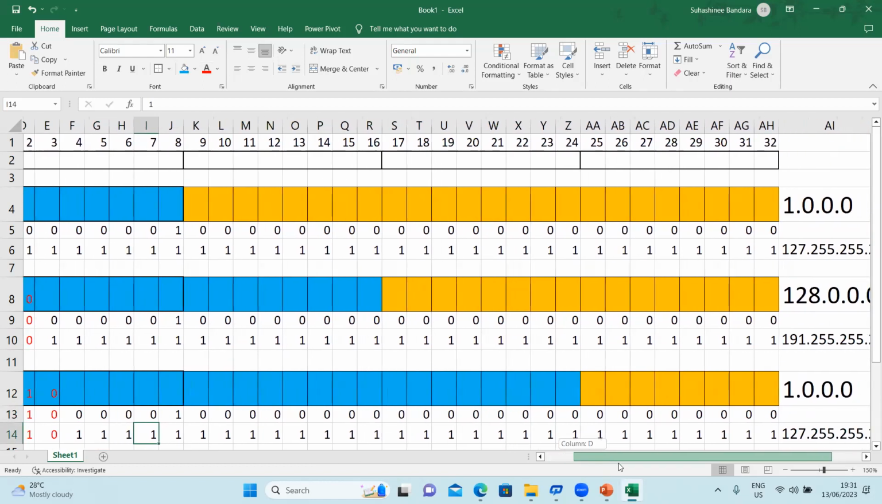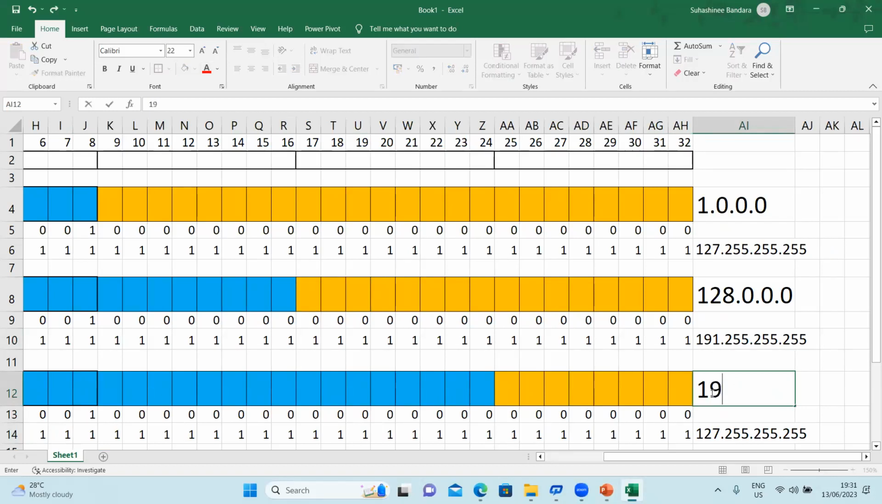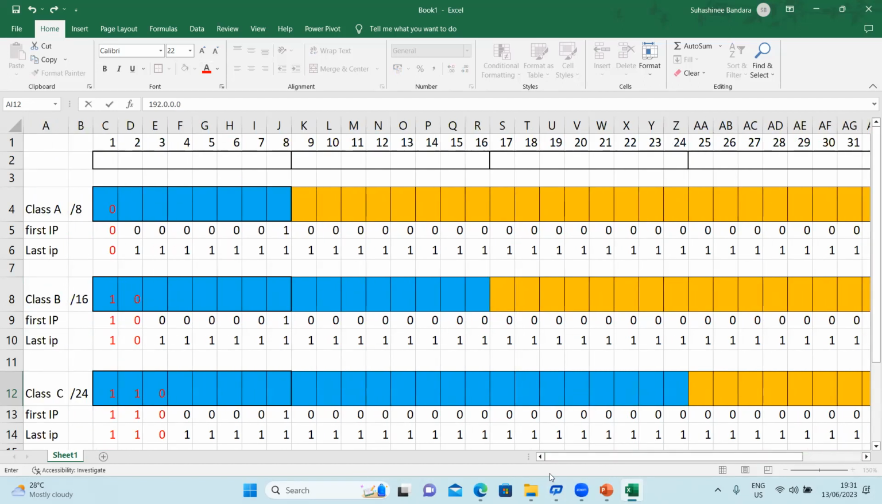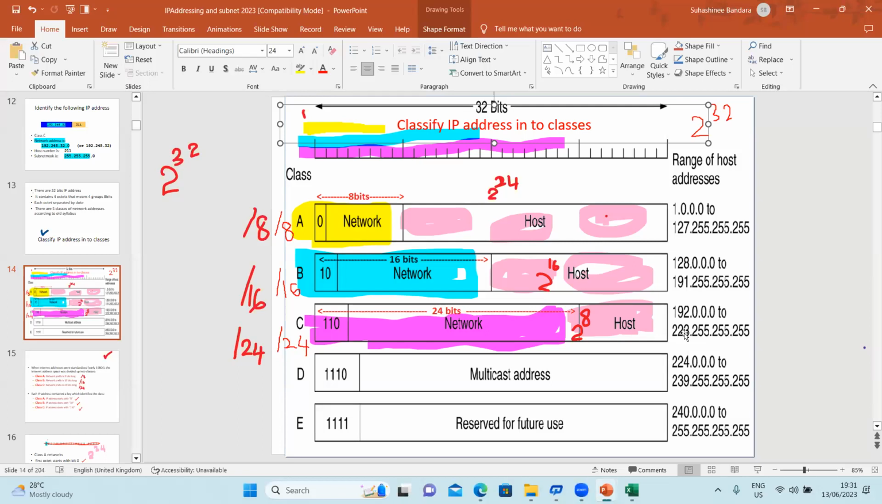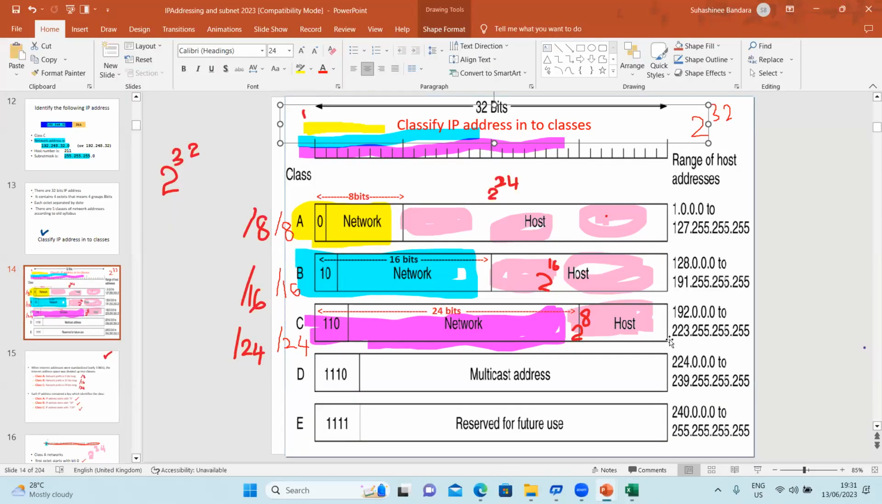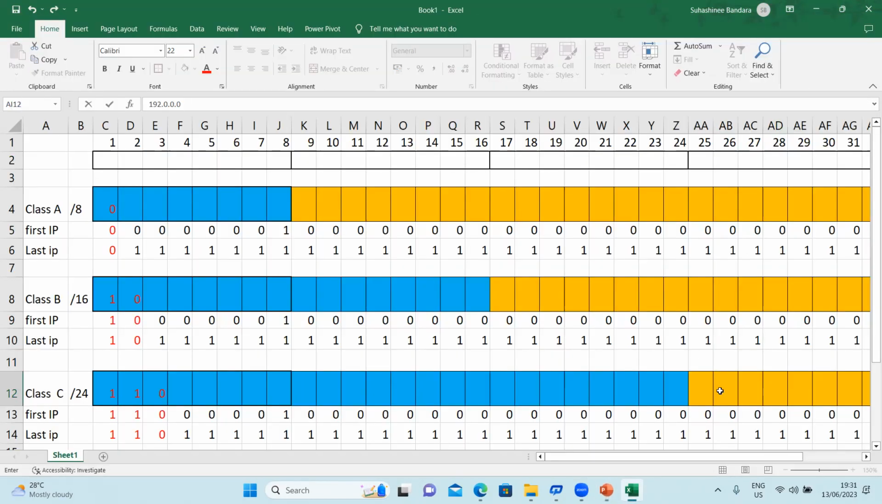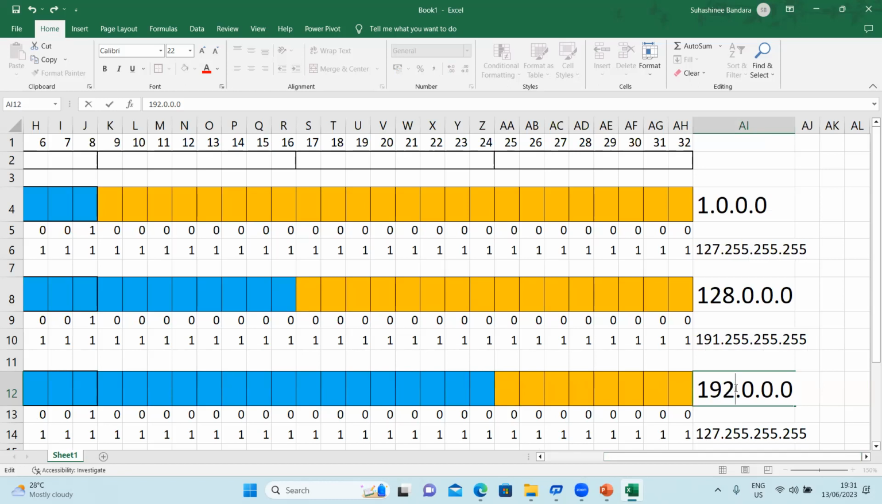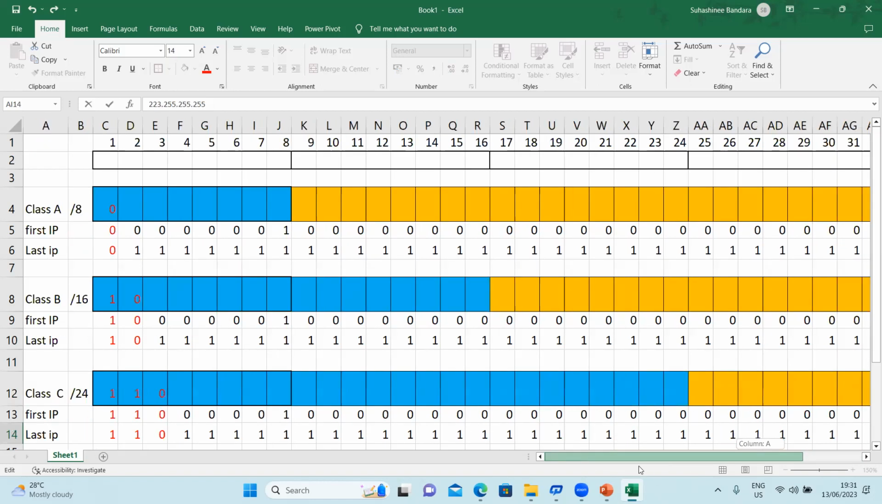Then what is the smallest number and largest number? Smallest number means 192.0.0.0. Then largest number means, now where is the 0? 32. 255 minus 32, you will get 223. Here 223 is the largest number. So we can write the largest number is 223.255.255.255. Are there any magics? No.